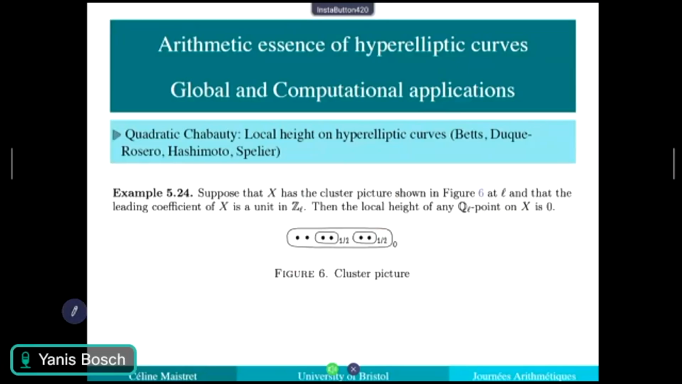So for example, if you have a curve which has this cluster picture at a prime l, and the leading coefficient of that curve is a unit, then they can claim that the local height of any of the Q_l points on X is 0. And that's the data they need in order to do quadratic Chabauty. So this is really an application of using the core of the cluster picture machinery, if you want.